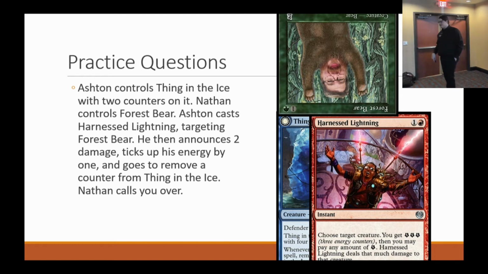The next one's more thought process. So it's definitely out of order sequencing because the Thing in the Ice counter should have come off when you cast Harness Lightning. It's a cast trigger, so that should have gone on the stack first. And then the Harness Lightning would have resolved after the cast trigger, and you chose the number of energy. So it's kind of like shortcutting and out of order sequencing because you shortcut the energy gain, and then you're going to use 2 of it anyway. So you shortcut the energy counters, but it's out of order because the Thing in the Ice trigger should have gone on the stack first. Okay. Any other thoughts?